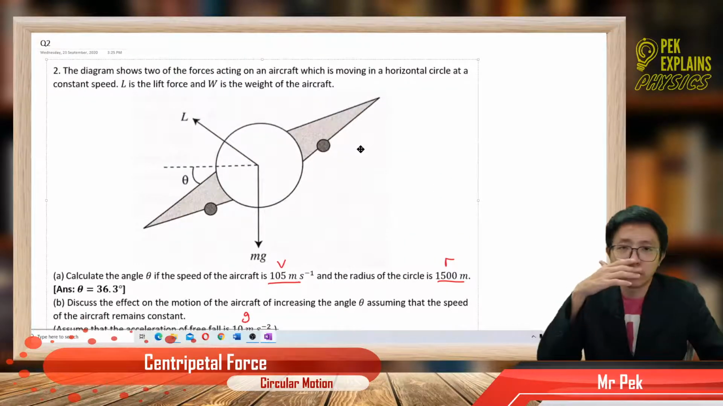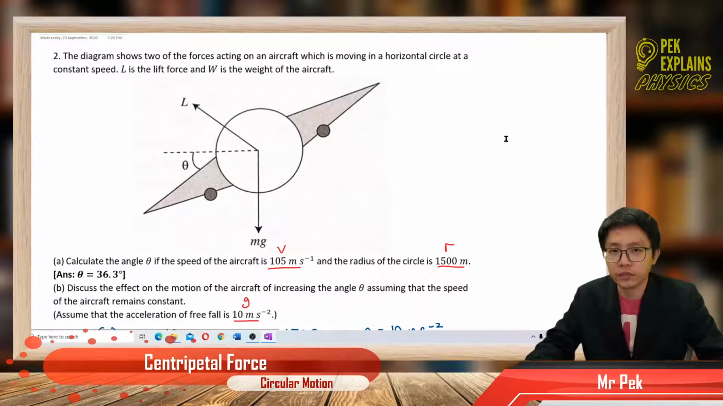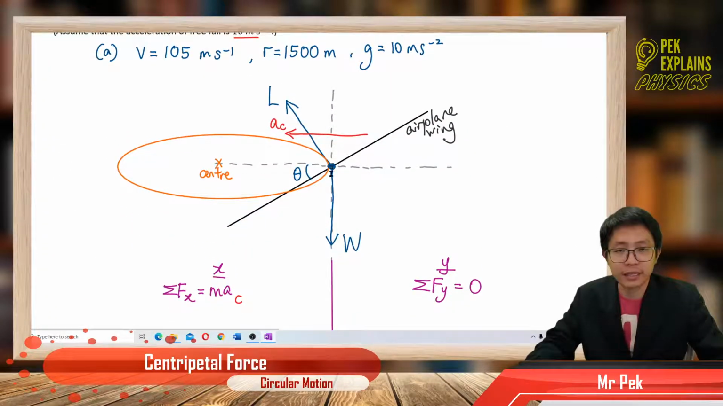Okay, so when we do the chapter 6 question, remember to do it like the chapter 4 forces. Draw the free body diagram first. Show all the forces acting on that point mass, and also show the direction of acceleration. In this case, we use centripetal acceleration, a_c.